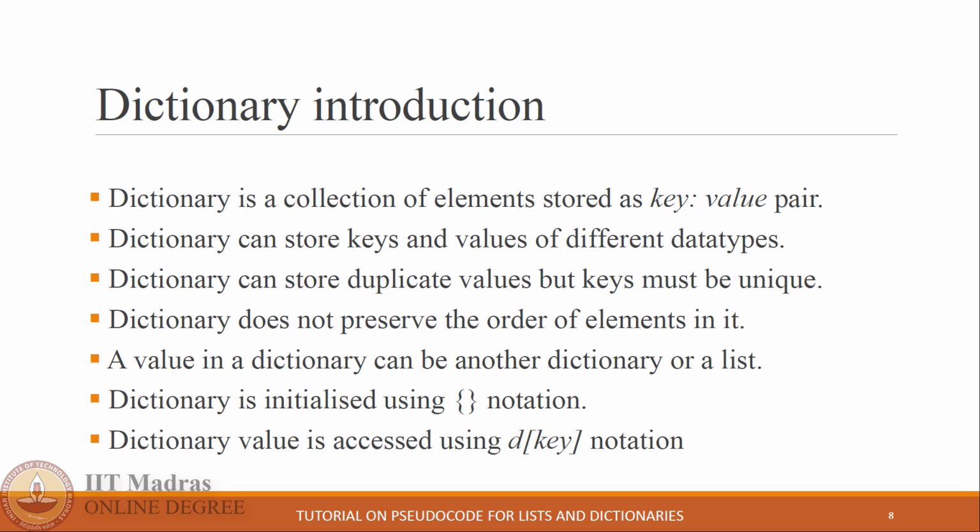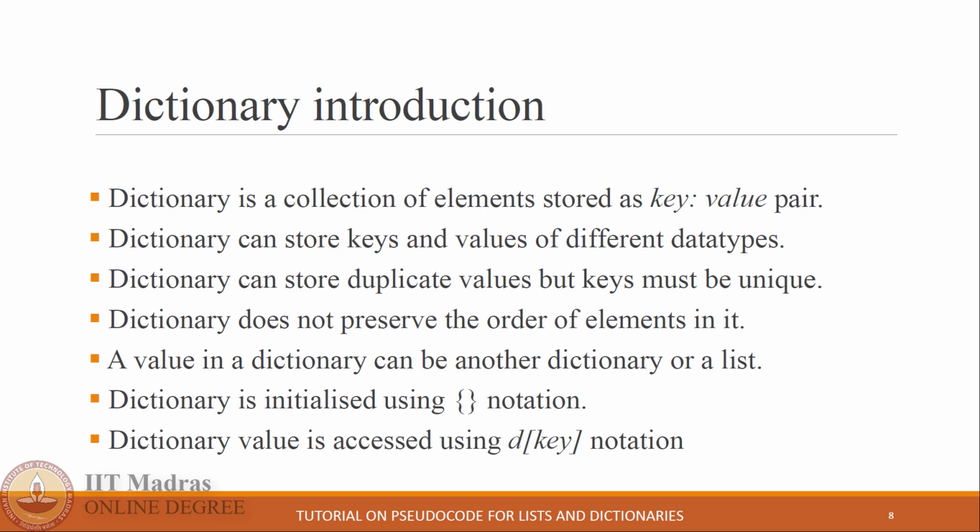Next point is dictionary. Dictionary is a collection of elements stored as key:value pairs. Dictionary can store keys and values of different data types. Dictionary can store duplicate values, but keys must be unique, which means different keys can have the same value, but the same keys are not allowed inside the same dictionary.